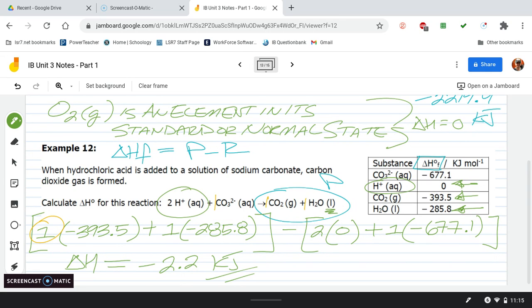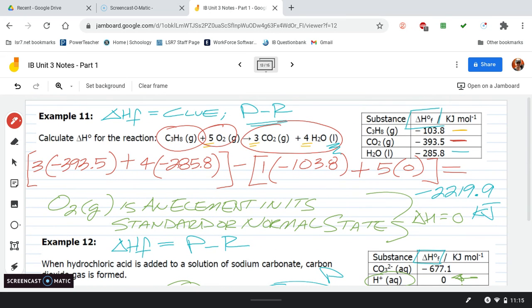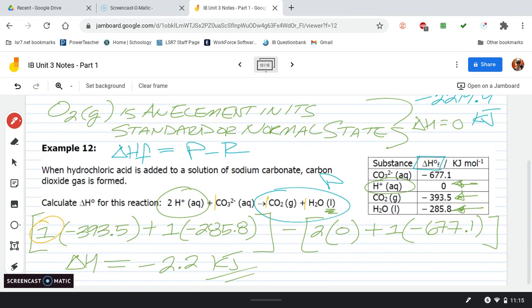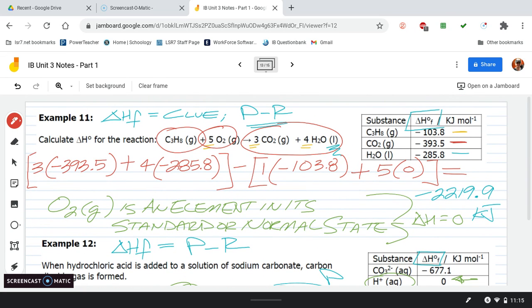So what are we taking away from this? Products minus reactants, products minus reactants. That is really the key. And again, these are things that are going to be on the test. There's no mystery here. You're going to see problems like this on the test, and you're going to get them right because they're easy.